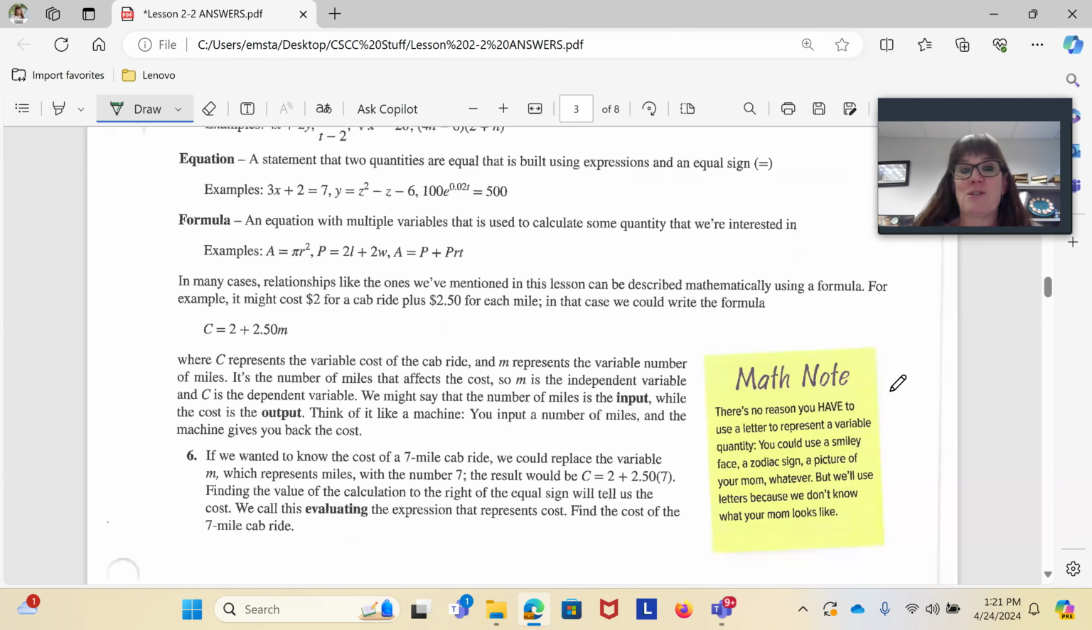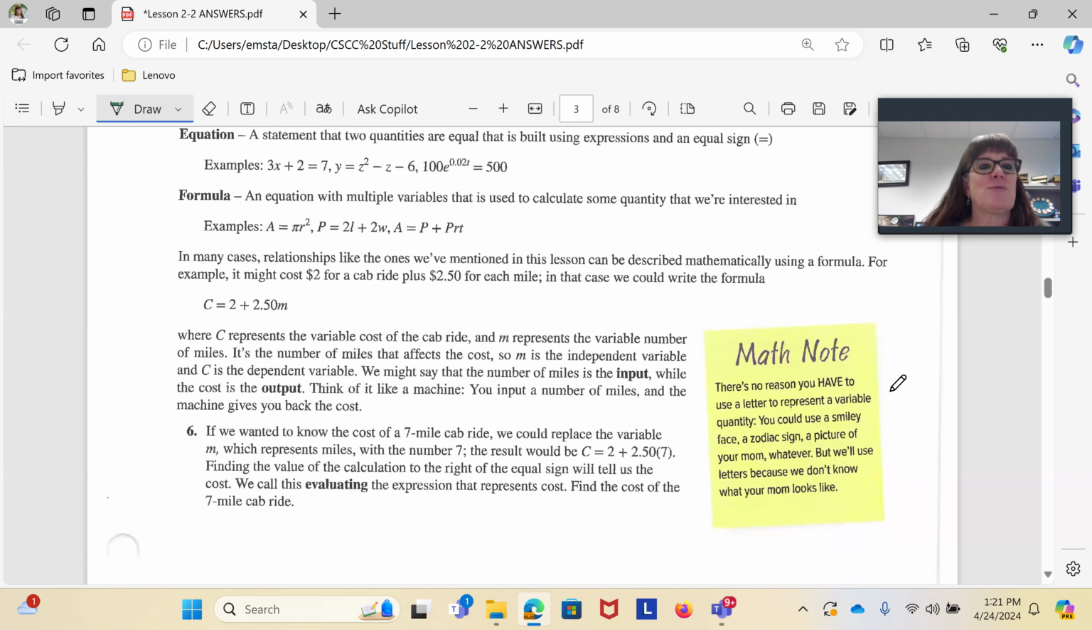So they're going to give us a special formula, and they're going to tell me what it is. So the formula is right here. They tell me it costs $2 for a cab ride and then $2.50 per mile, which is where they got this equation for cost. This equation says cost equals 2 plus 2.50 m. C represents the cost, m represents the number of miles. And that's the variable thing that may change.